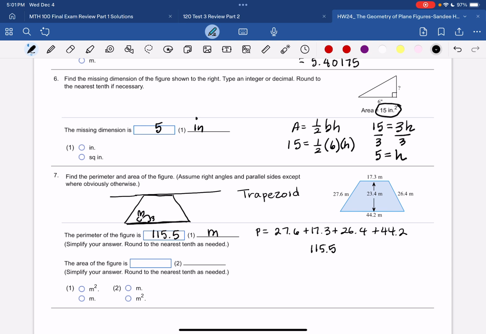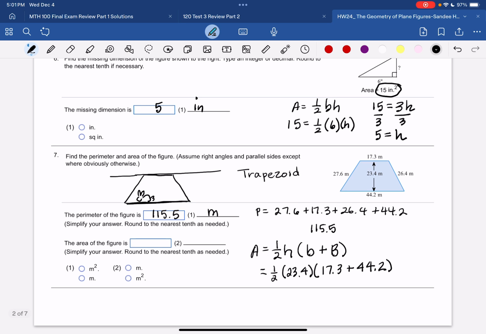Now the formula for the area of a trapezoid is 1/2 times the height, small base plus big base. Sometimes you'll see this B1 plus B2. 1/2 times 23.4, the smaller base, 17.3, plus the larger base, 44.2.